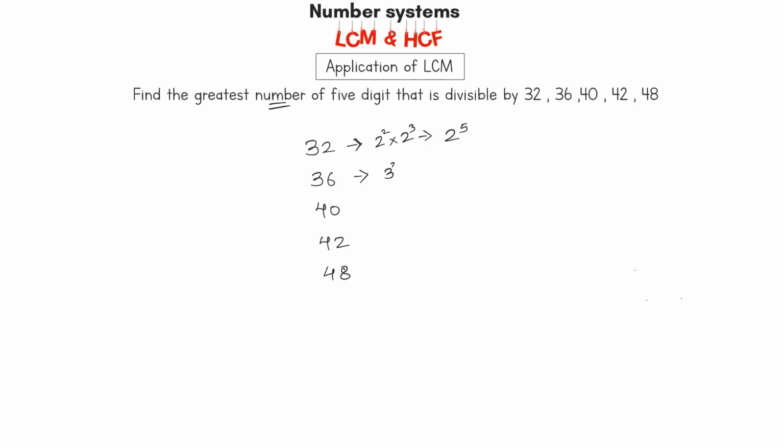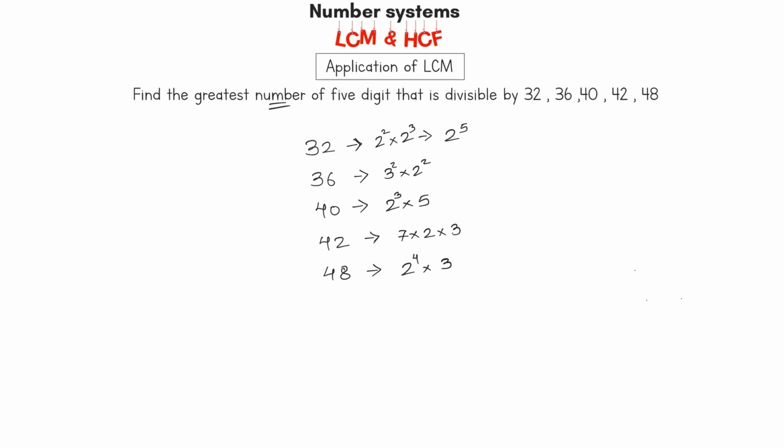36, 9 4s are 3 square into 2 square. 40, 8 5s are 2 cube into 5. 42, 7 6s are 7 into 2 into 3. 48, 16 3s are 48, so 2 raised to 4 into 3. Okay, so that's what I get from this.